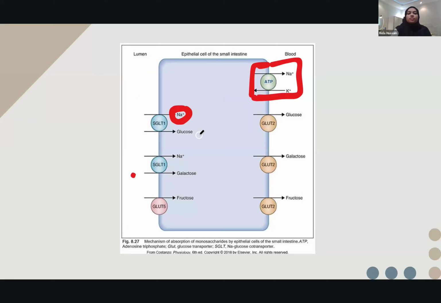This molecule could either be glucose or galactose, and as we will see later on, it can also be an amino acid. And it's really important to know the name again, SGLT1. Both glucose and galactose are competing for this transporter. And then from then on, GLUT2 transports all three: fructose, galactose, and glucose. Do we move on? Is everything clear?